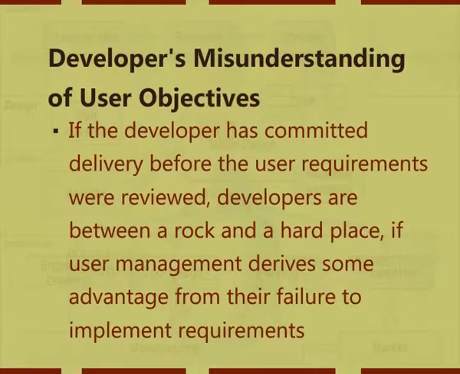User might believe they can demand auditing on every field, whereas developers might think this is feature creep because they have made assumptions about the extent of user requirements. If the developer has committed delivery before the user requirements were reviewed, developers are between a rock and a hard place, particularly if user management derives some advantage from their failure to implement requirements.